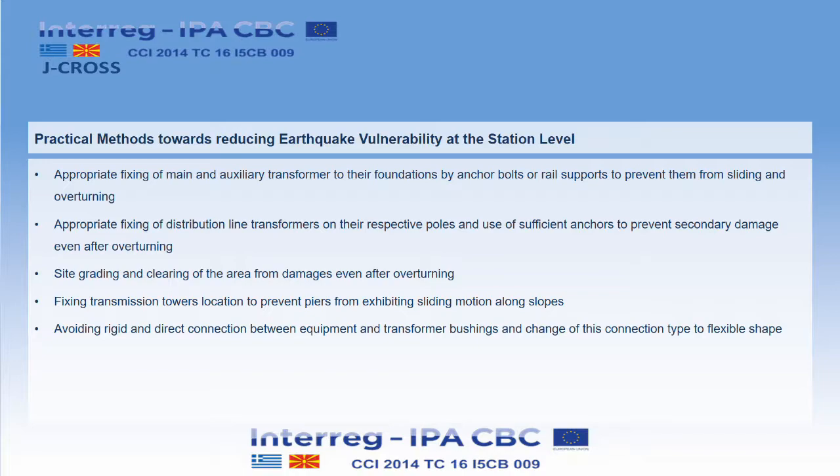Fixing transmission towers' location to prevent piers from exhibiting sliding motion along slopes. Avoiding rigid and direct connection between equipment and transformer bushings and change of this connection type to flexible shape.